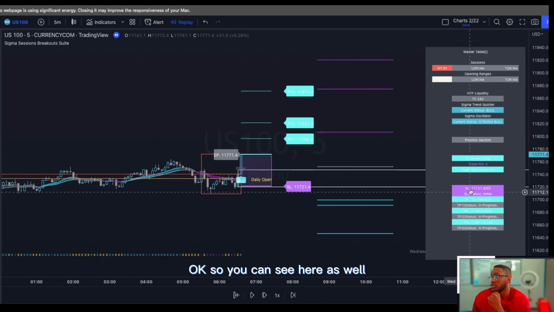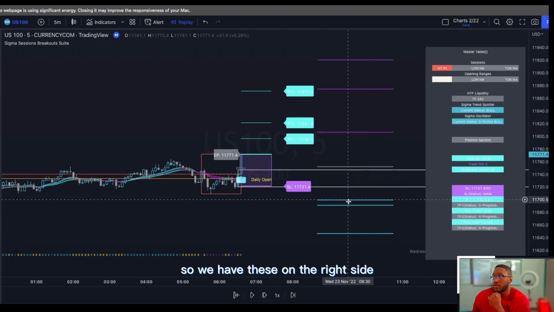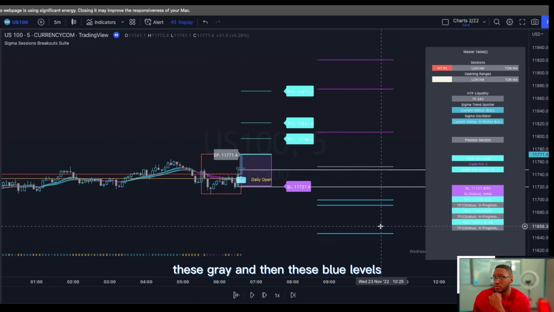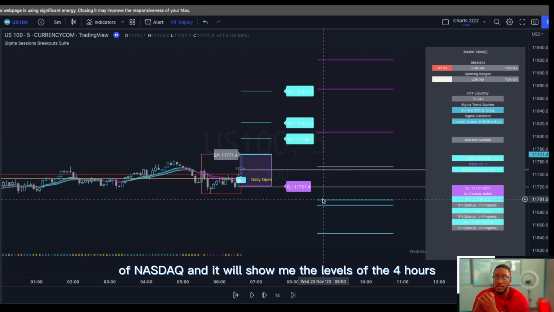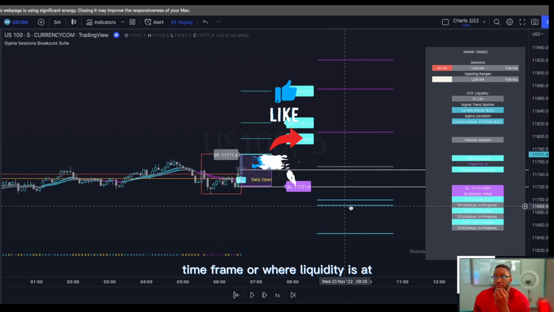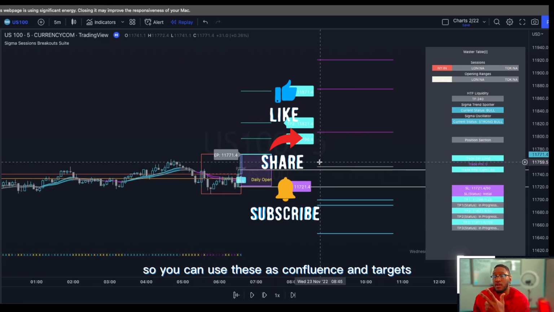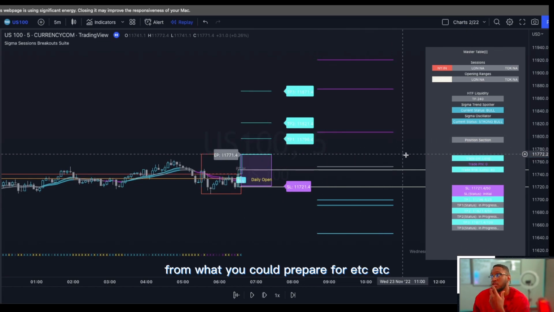Okay, so you can see here as well on the right side of the table, we'll go over the higher time frame liquidity. You can see these purple, these gray, and then these blue levels. It's an automatic plotter of the higher time frame liquidity. So I'm on the 5 minutes, so it automatically correlates to the 4-hour time frame of NASDAQ, and it will show me the levels of the 4 hour time frame, or where liquidity is at. This is where I went over the liquidity sweep, so you can use these as confluence and targets to know where price may reject from, where you can prepare for, etc.